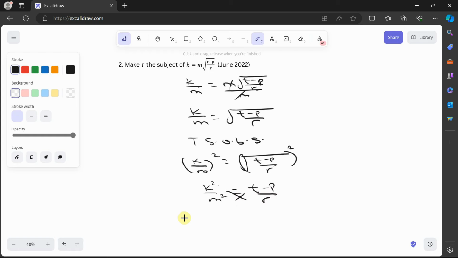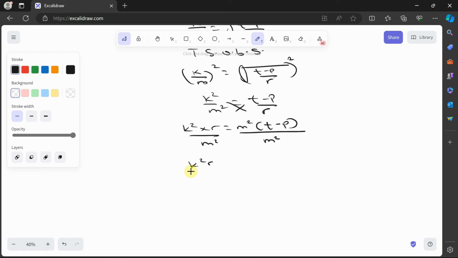If I cross multiply, that will be k squared times r is equal to m squared open bracket t minus p. Now the next thing I can do is, because I want to make t the subject of the formula, t is inside this bracket. There's something that's holding that bracket, which is m squared. I can divide both sides by m squared. This will give me k squared r all over m squared. m squared will cancel m squared, is equal to t minus p. Remember, I want to make t the subject of the formula. So if I take this minus p to the other side, that will become plus p. So that is k squared r all over m squared plus p. Let me just say t is equal to that, it is the same thing.